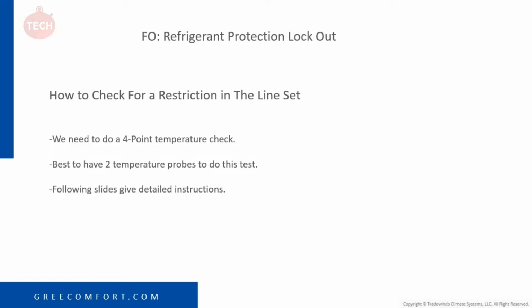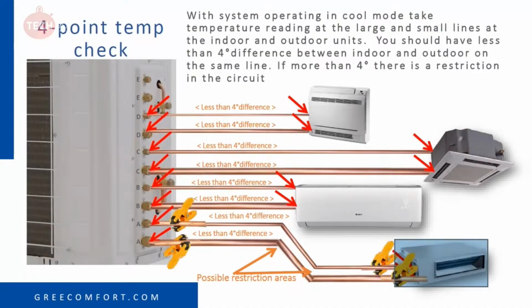So then we need to do a 4-point temperature check. It's best to have 2 temperature probes to do this test. The following slides will give you some detailed instructions on how to do that. So this is how to properly do a 4-point check. In this example, we have 4 zones, A, B, C, D. Ideally, you would want to have 4 temperature probes so you can do 1 line at a time. If you have 2 temperature probes, I'm just going to use this bottom one as an example, where these arrows are here.